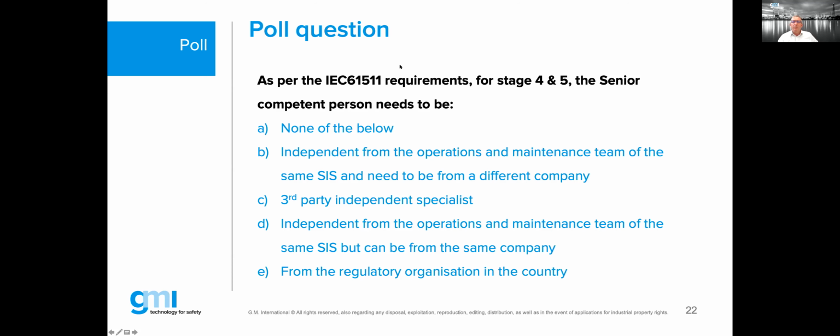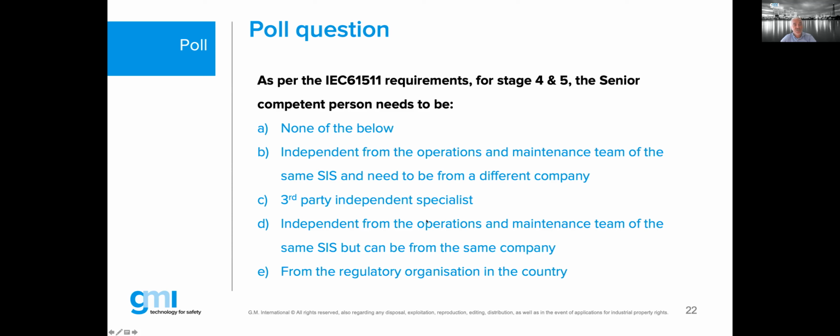Right, as per the 61511 requirements for stage 4 and 5, we see here that about 10% thought it needs to be independent from the operation and maintenance team of the same SIS and from a different company. As you can imagine, that's not true, because the standard doesn't say it needs to be from an independent company. The majority, about 75%, answered independent from the operation and maintenance of the same SIS, but can be from the same company. And that's a very true statement.